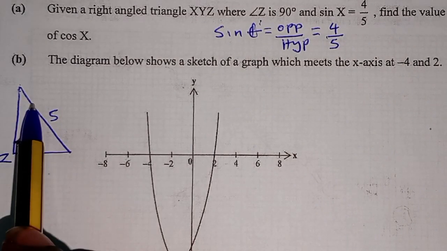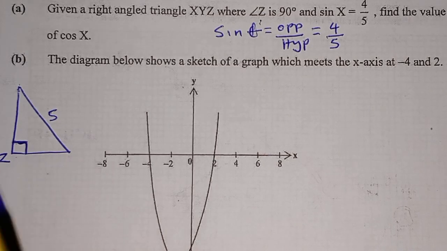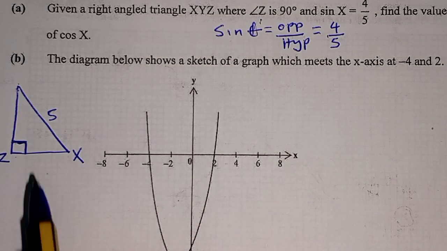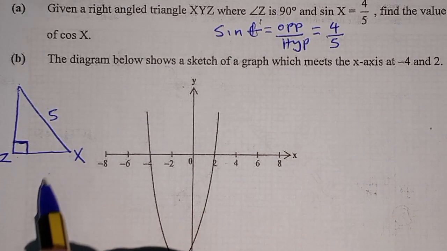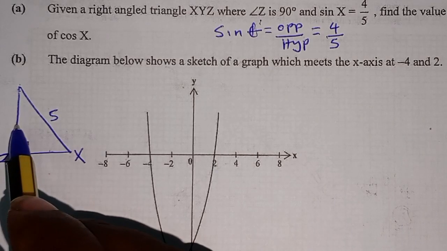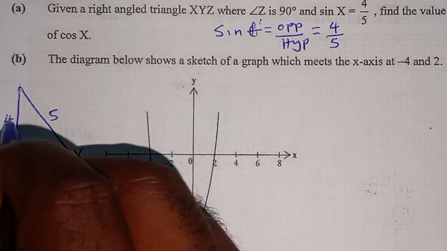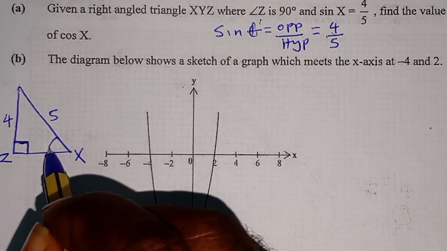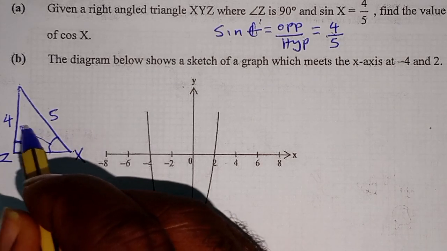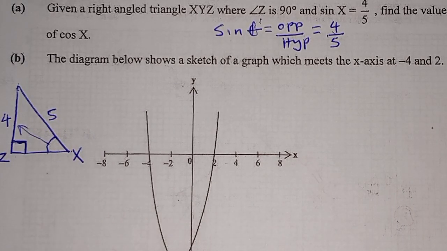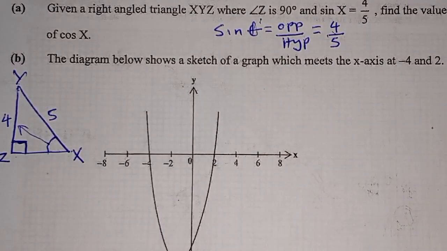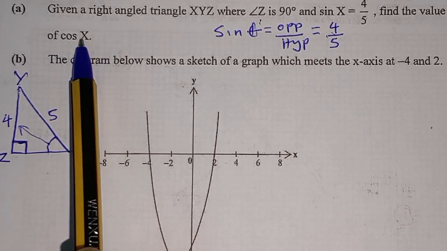So this angle can be x. Let me say this is x. If this is angle x, the opposite side of angle x is this side, which is 4. So the opposite side of angle x is 4. That simply means that this is my y. So the question is, find the value of cos x.